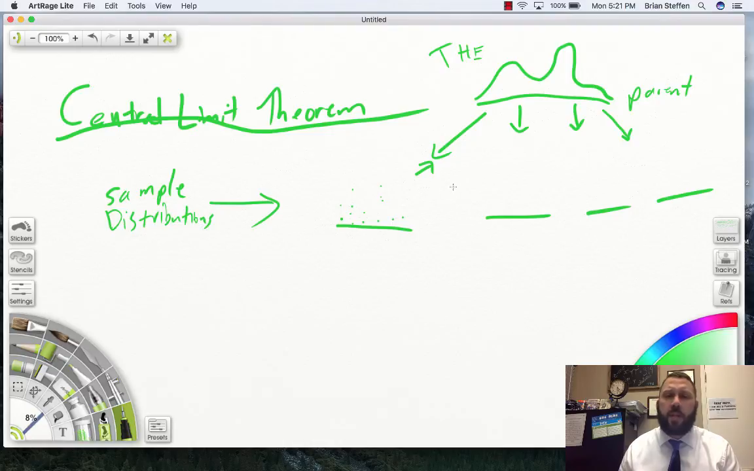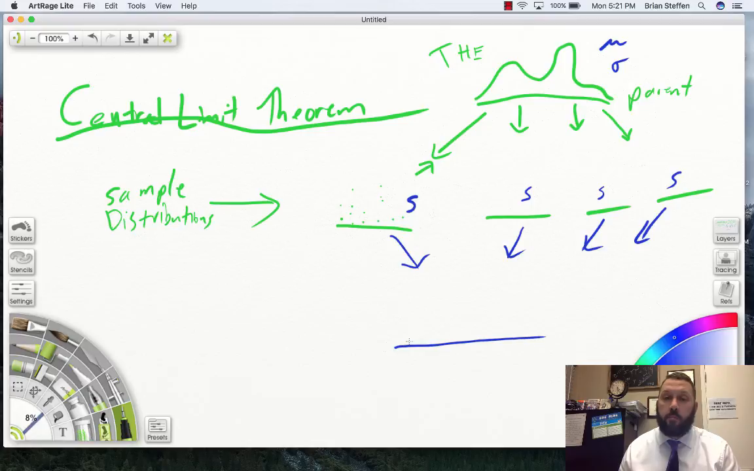And then if there was something that I measure from each of these samples, so maybe for each of these I find the standard deviation. That's a sample statistic. Remember, up here we have mu and sigma, the parameters. Then I take all of these and plot them all on the same graph. I plot all of these s's on a graph. This is called a sampling distribution.